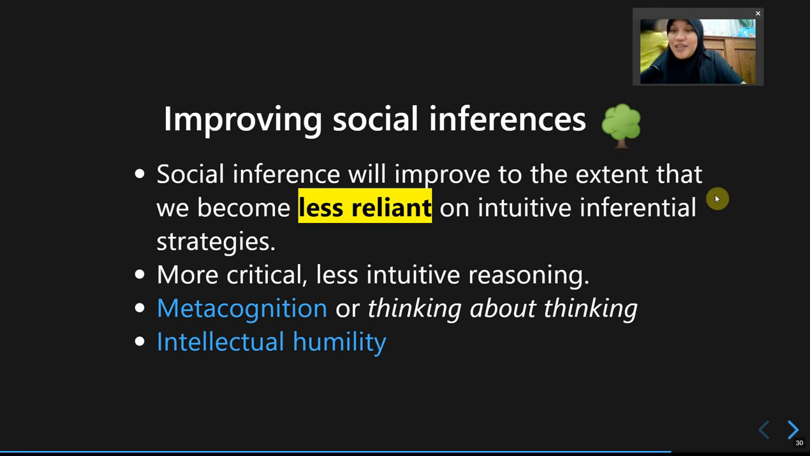But at least you can improve your ability in forming an impression about other people by being less reliant on intuitive and quick judgment. What you could do is collect more careful, more detailed information about the person before making a judgment about them. This sounds like it makes sense, but not everyone is motivated to do the extra work of collecting more information about a person. But this is something that you could do to improve your judgment.